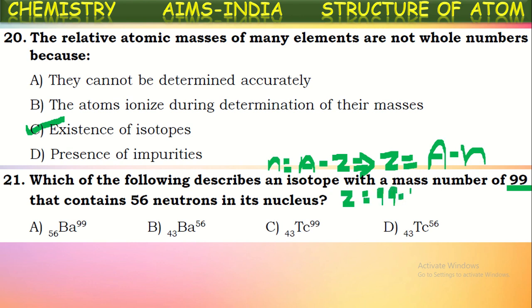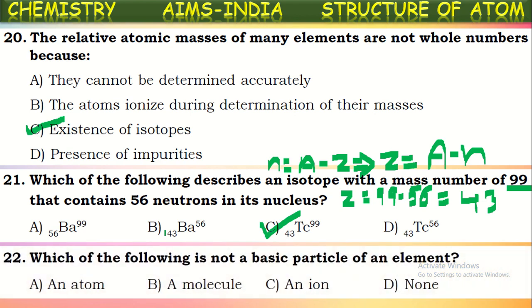And the number of neutrons is given as 56. So we get the number of protons, or atomic number, as 43. So atomic number is 43 and mass number is 99, where it is mentioned here, atomic number 43 and mass number 99. Technetium. Okay, this is the element with those descriptions given.